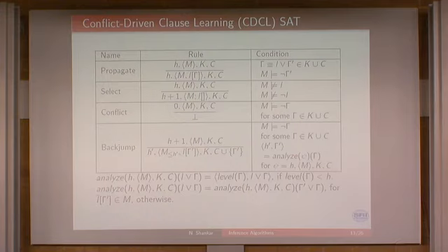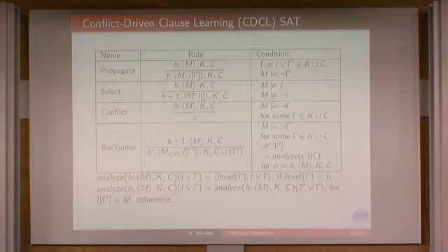A conflict is one where you have a clause gamma in K union C. C is the set of conflict clauses, things you've learned. Then that is falsified by M. And if the conflict occurs at level 0, you're done. This is unsatisfiable.